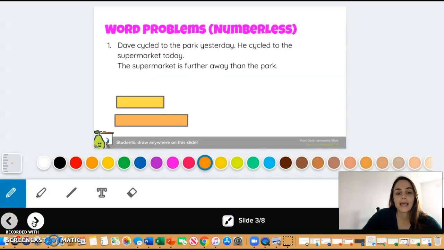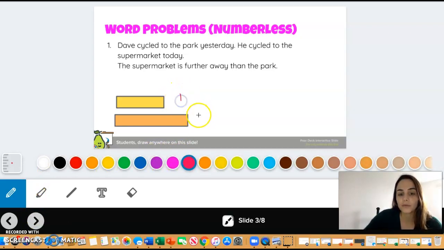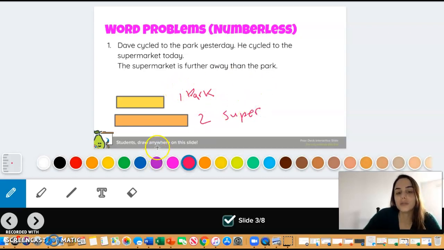Okay. So then we have Dave cycled to the park yesterday. He cycled to the supermarket today. The supermarket is further away than the park. So here you said that we have two different numbers. We have to the park, and we also have to the supermarket, right? And so we have two numbers. Could be either number. The thing is, the supermarket number, I see this square, it's bigger. So the number might be higher.